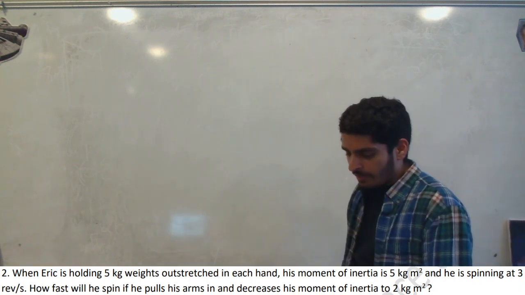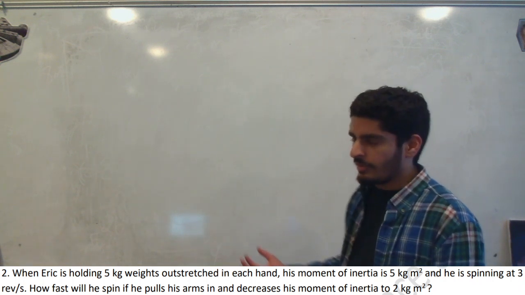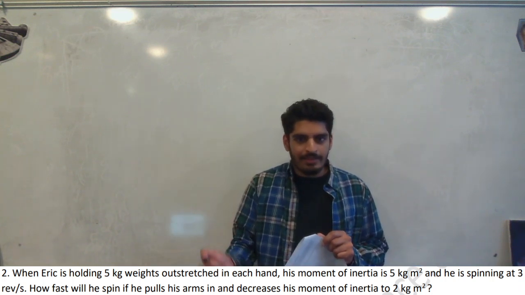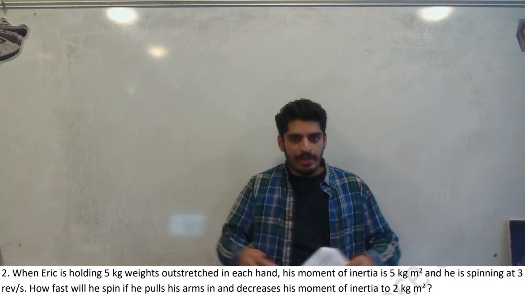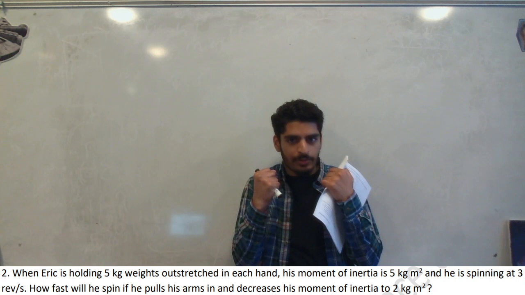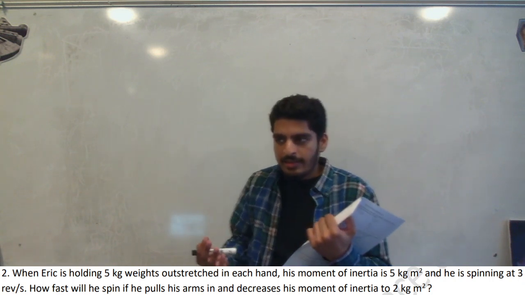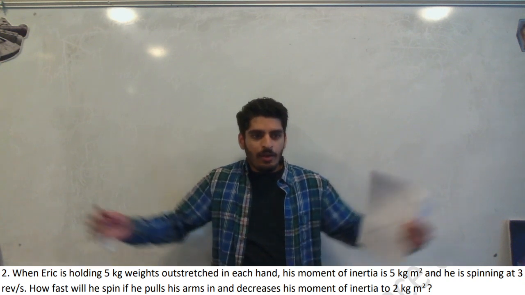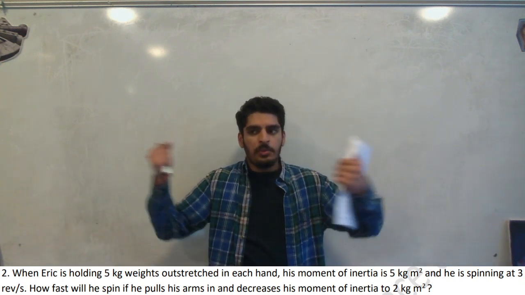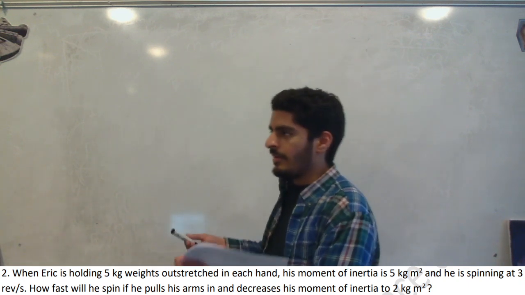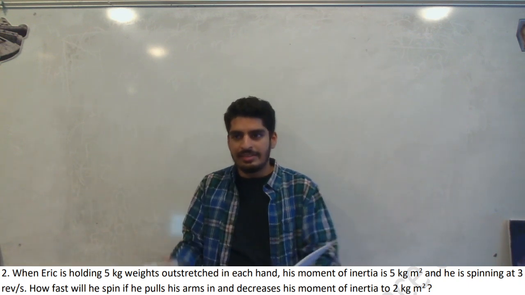So we have Eric holding weights outstretched, and then he's going to hold his weights inwards. And so this is exactly like a problem we did yesterday, where we had a guy who held his weights out and he was spinning, and then he held his weights inward and then he was still spinning. And the key is to think about a figure skater in these kinds of problems. When they hold their arms out versus when they pull them in, they start spinning faster when they move their arms in, and that's because their moment of inertia is really decreasing in a sense.